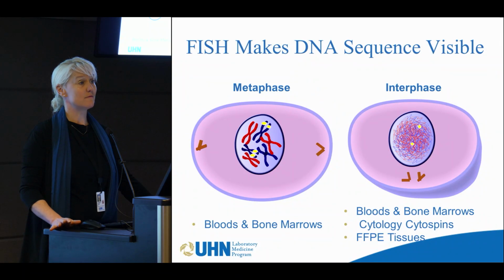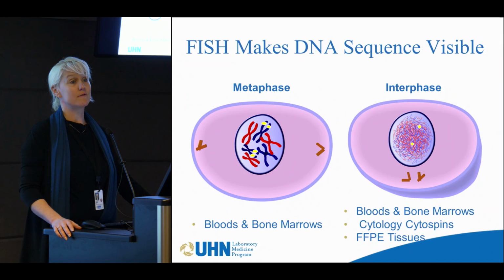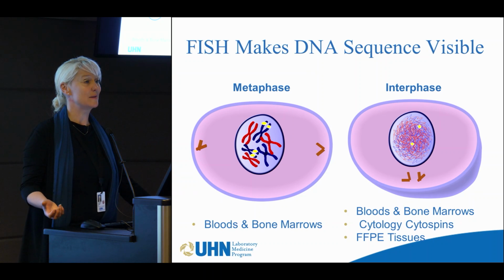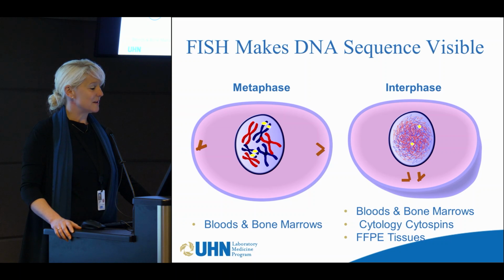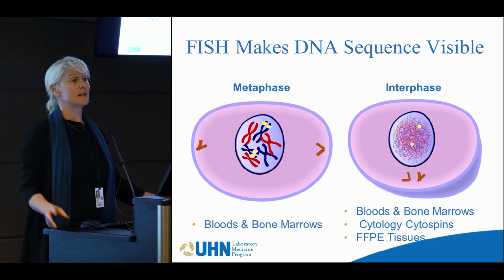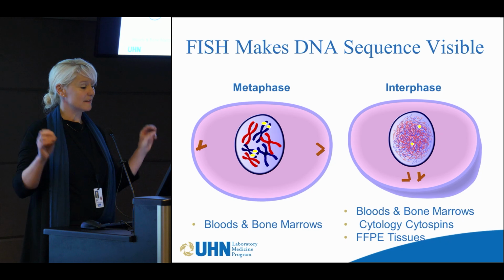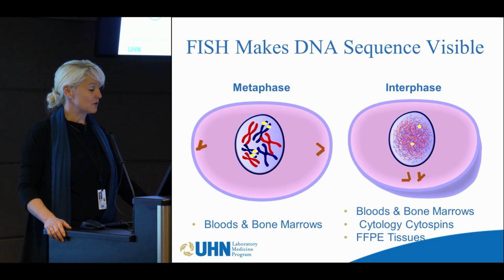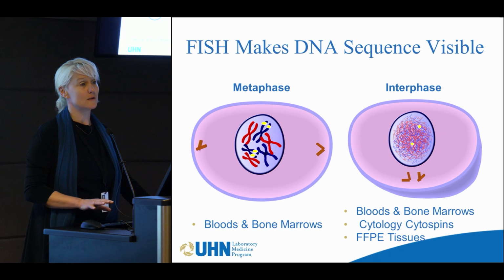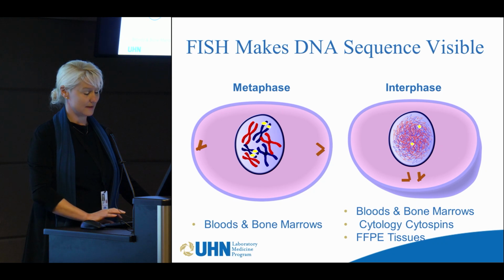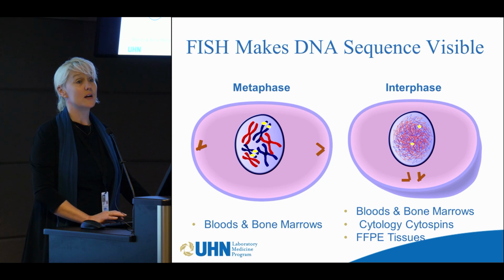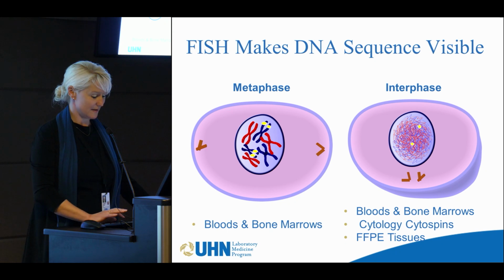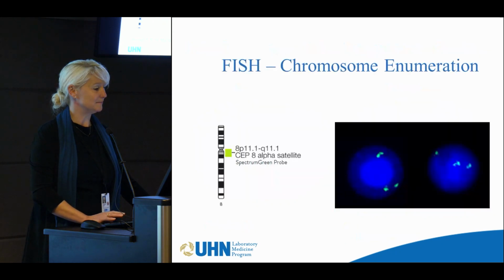A good analogy for FISH is essentially that you're looking for a needle in a haystack, and that haystack can either be chromosomes or the uncoiled DNA of an interphase cell. And very simply, we can locate that needle in a haystack using a DNA probe that's like a magnet. So it's very simple. But just as I discussed, we either use bloods or bone marrow, cytology samples, or paraffin-embedded tissue. We can FISH anything and everything to localize that DNA.